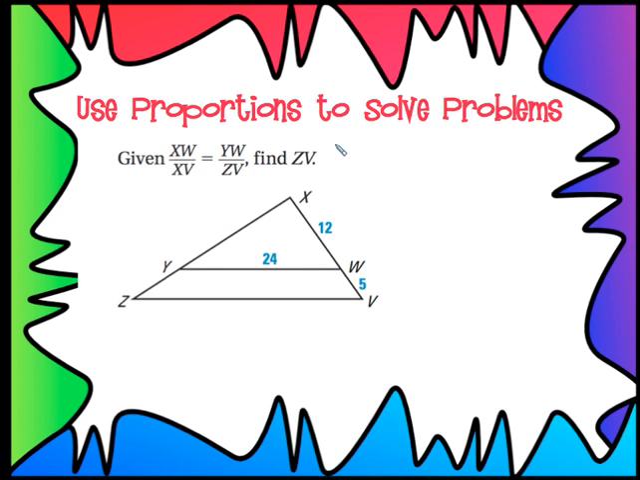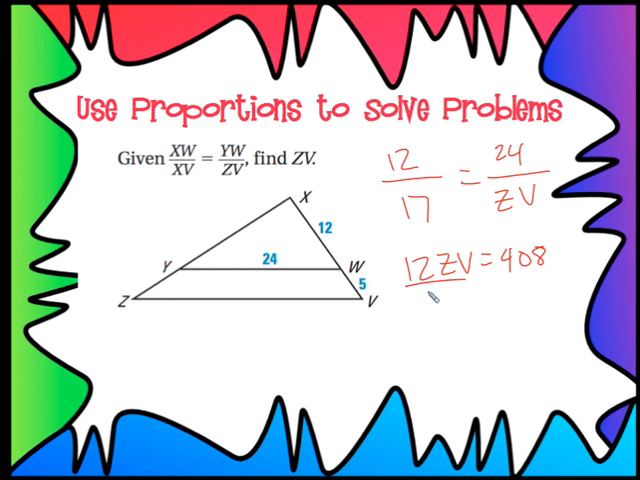the habit. Okay, XW is 12, XV, we're going to have to add some numbers together, 17, YW is 24, and we don't know ZV. So that is 12 ZV. Notice why I put my lines through my Z's because of how close they are. 17 times 24 is 408. Divide both sides by 12. You get 34 for ZV.